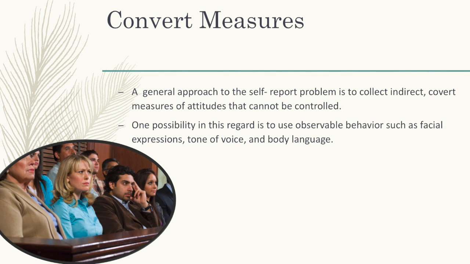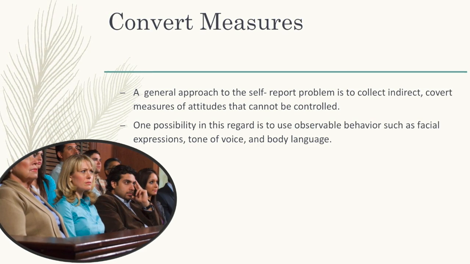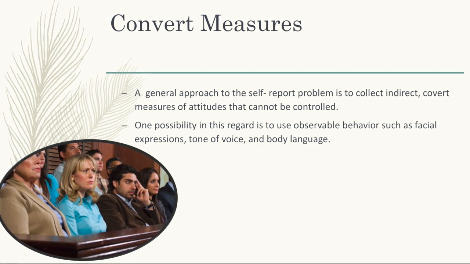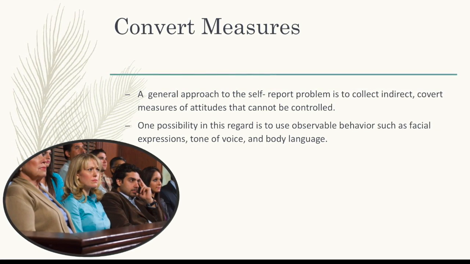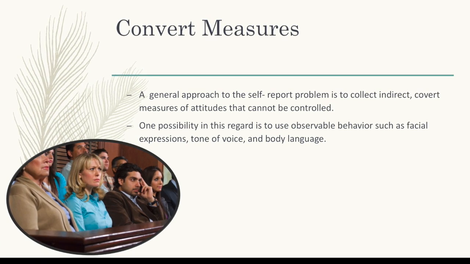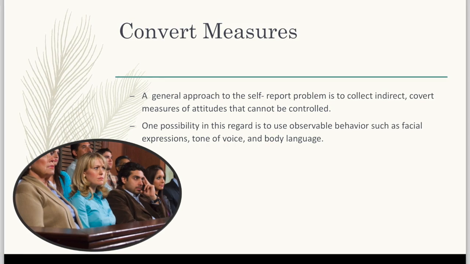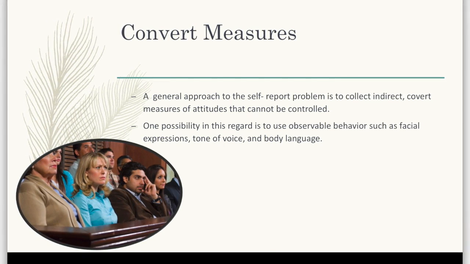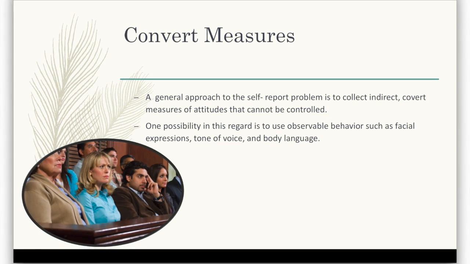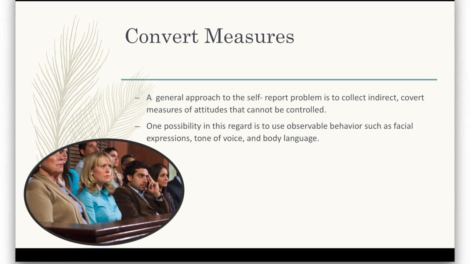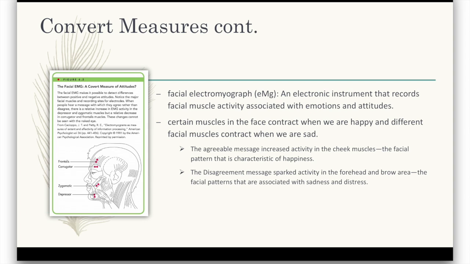There are some ways to measure attitudes. For example, covert measures is an approach to the self-report problem that measures attitudes that cannot be controlled, such as facial expressions, tone of voice, and body language. For example, sometimes we nod our head because we agree with something that somebody said, or sometimes we nod our head to be polite. These are certain attitudes that we demonstrate from our body language and facial expressions to show our attitude at that moment.